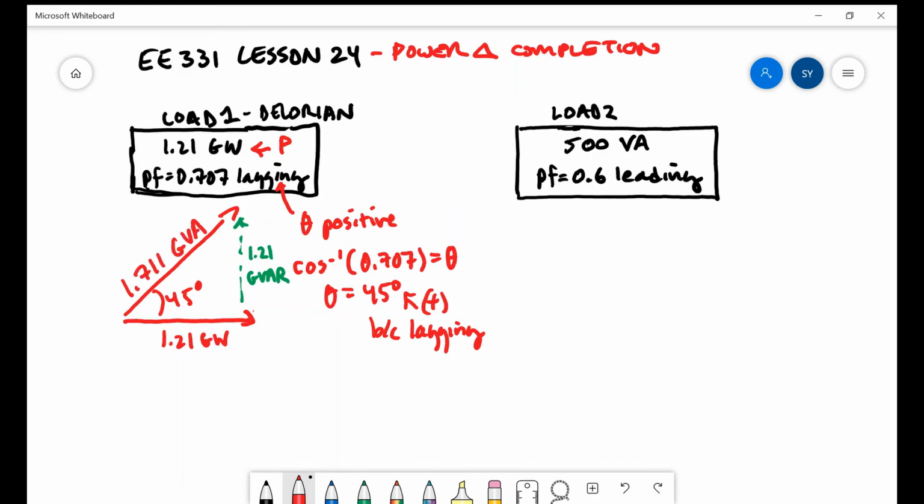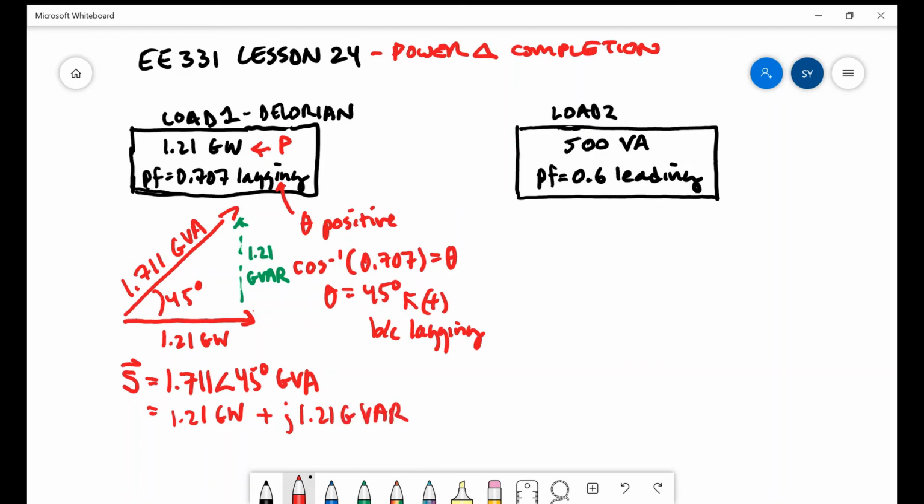So if I were to write the power triangle for load 1, I could write it either as S equals 1.711 angle 45 degrees gigavolt amps, or I could write it as 1.21 gigawatts plus j 1.21 gigaVAR.